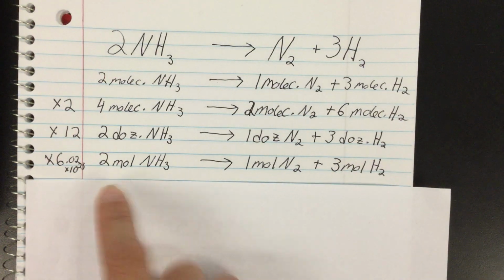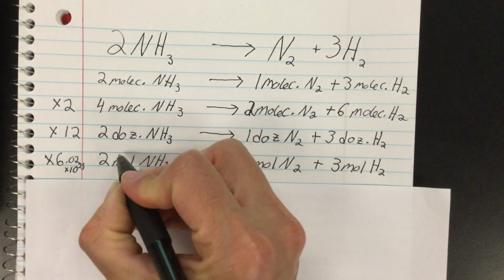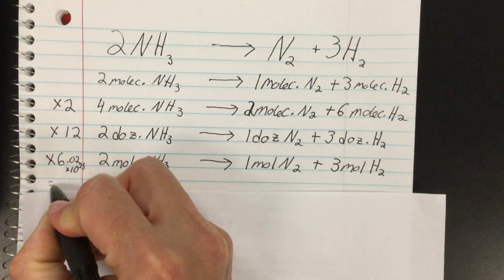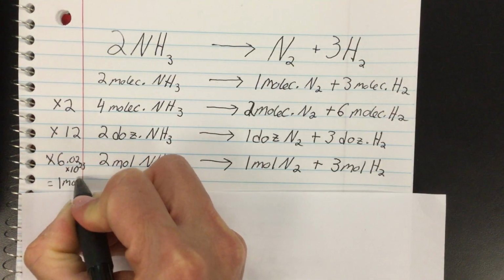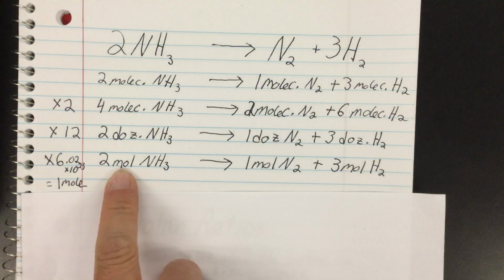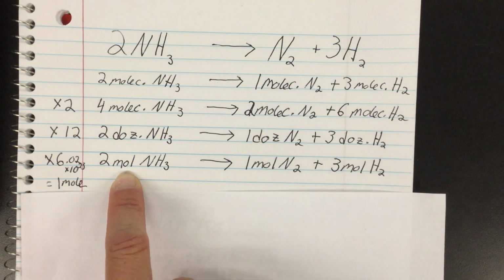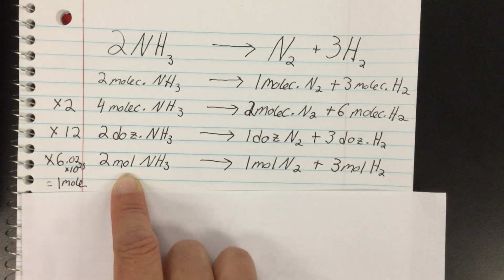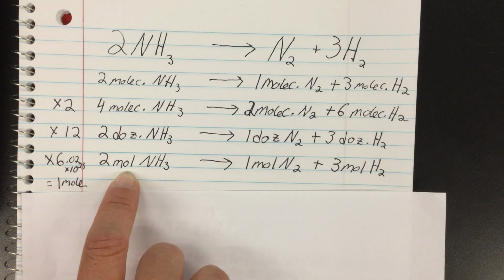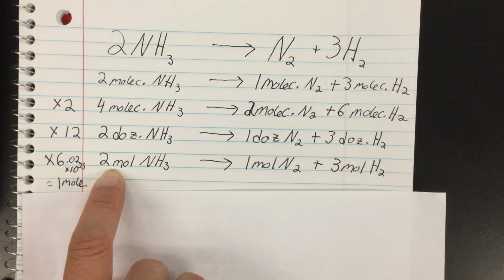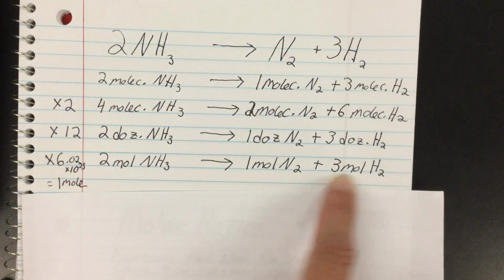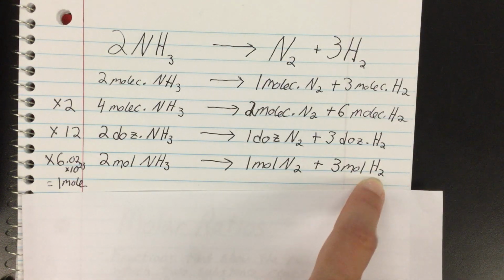The term we use is mole, and it's usually spelled M-O-L-E. Okay, I'll write that over here. 1 mole. But we drop the E to shorthand it like we would grams, becomes a G. I know it seems silly, but you'll get used to it. And now I've got 2 moles of ammonia, 1 mole of nitrogen, and 3 moles of hydrogen.